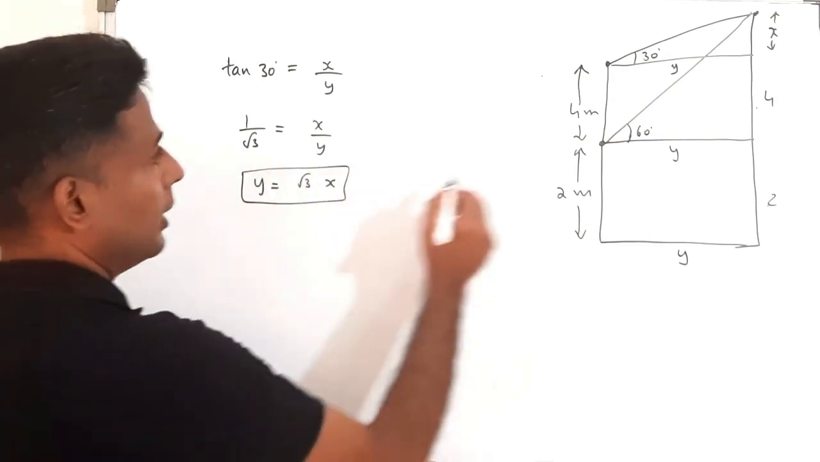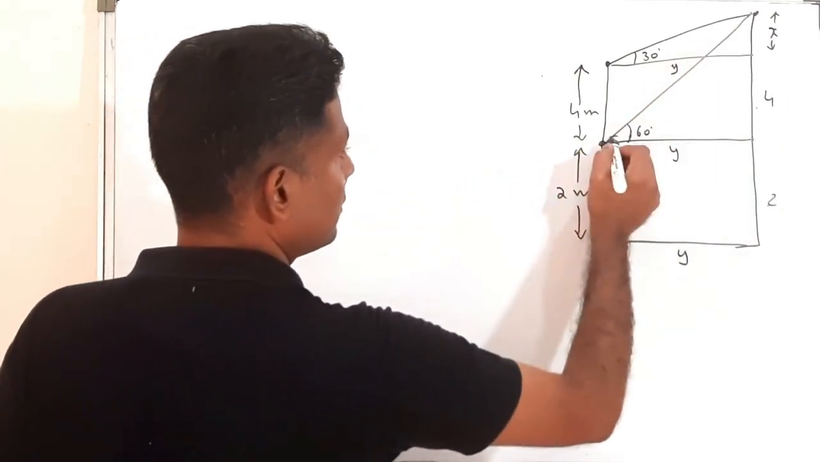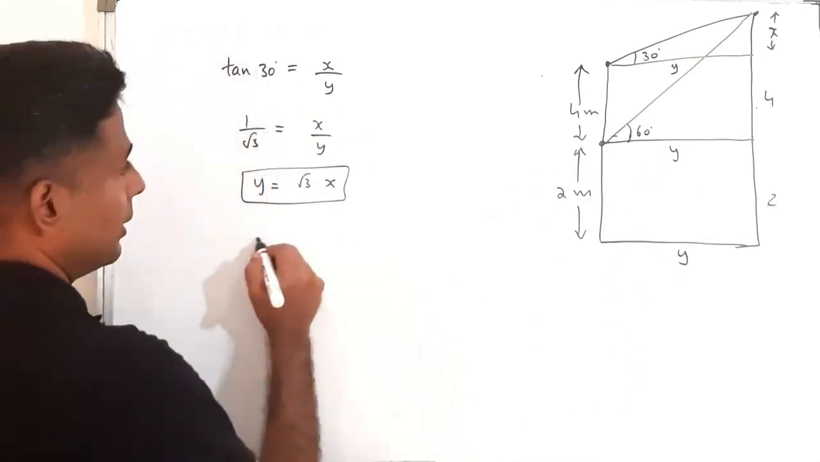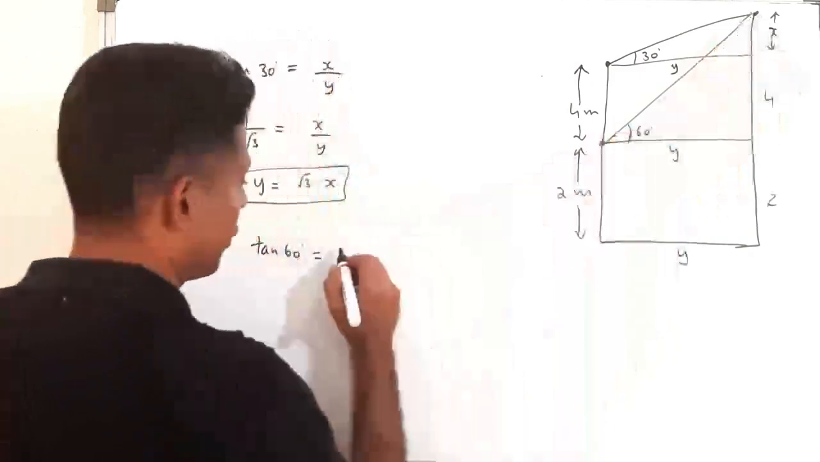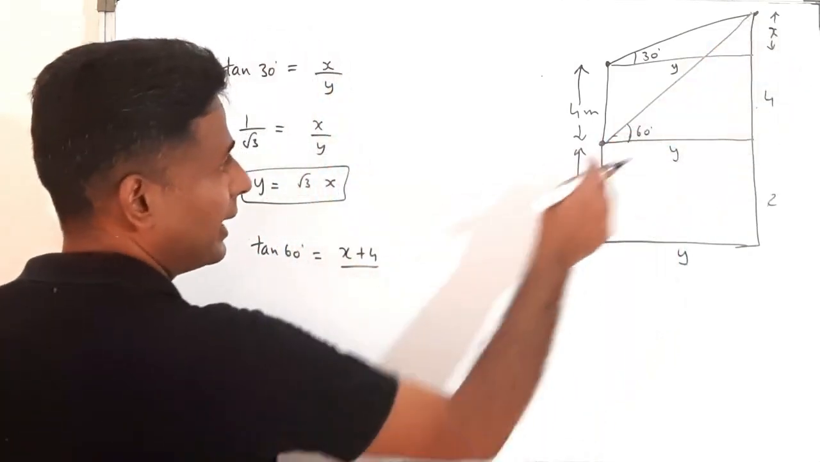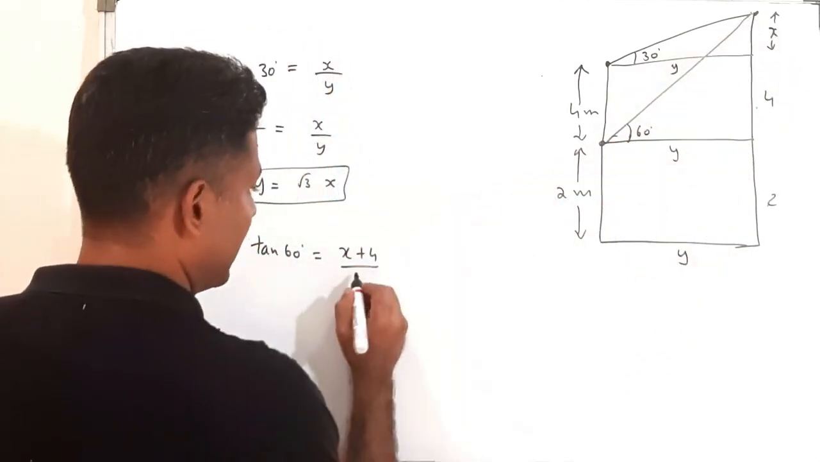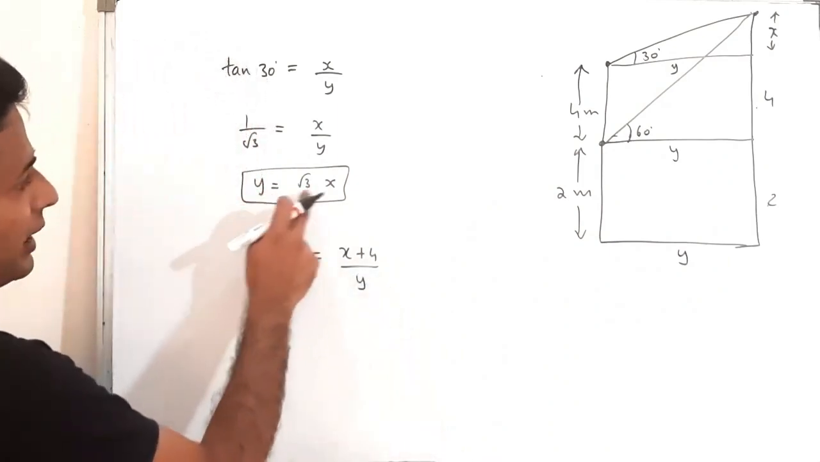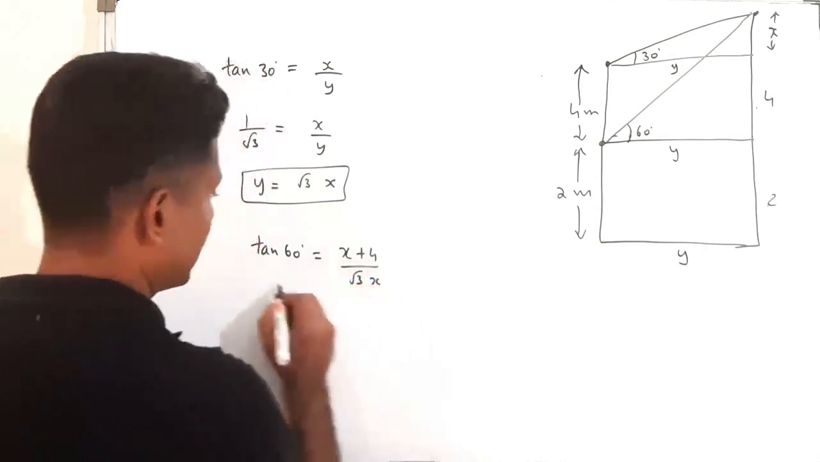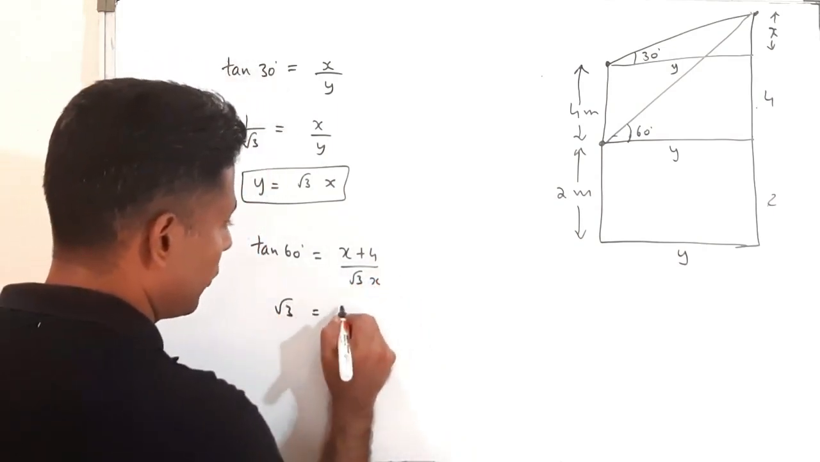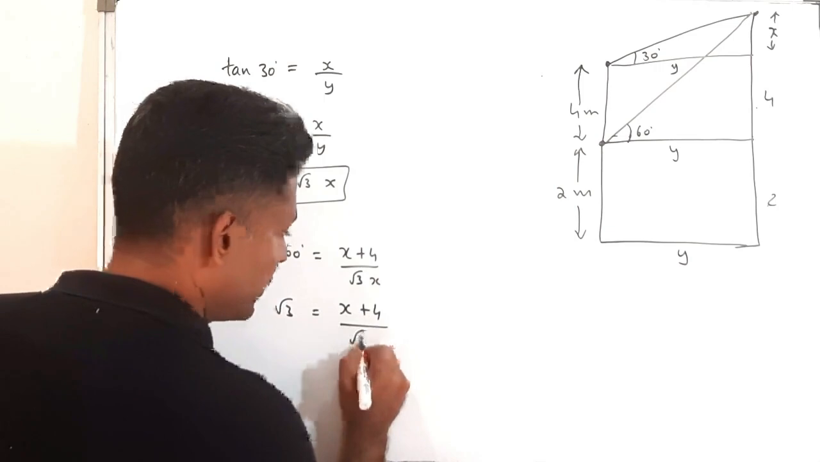We got this. Now from this second one, we get tan 60 degree equal to opposite side, that is x plus 4, by adjacent, that is y. But what do we have? Y equal to root 3x. So instead of y, we can put root 3x. And tan 60 is root 3 equal to x plus 4 by root 3x.